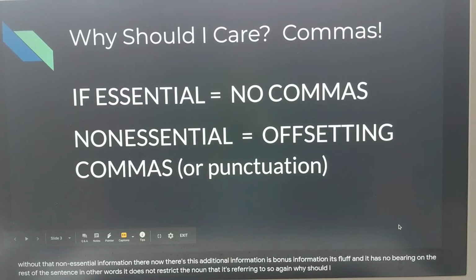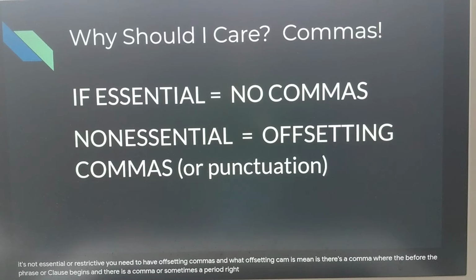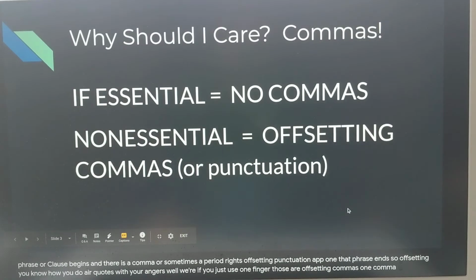So again, why should I care? If it's essential, no commas. If it's non-essential, you need to have offsetting commas. And what offsetting commas mean is there's a comma before the phrase or clause begins, and there is a comma, or sometimes a period, right, so offsetting punctuation when that phrase ends. You know how you do air quotes with your fingers? Well, if you just use one finger, those are offsetting commas. One comma, another comma.